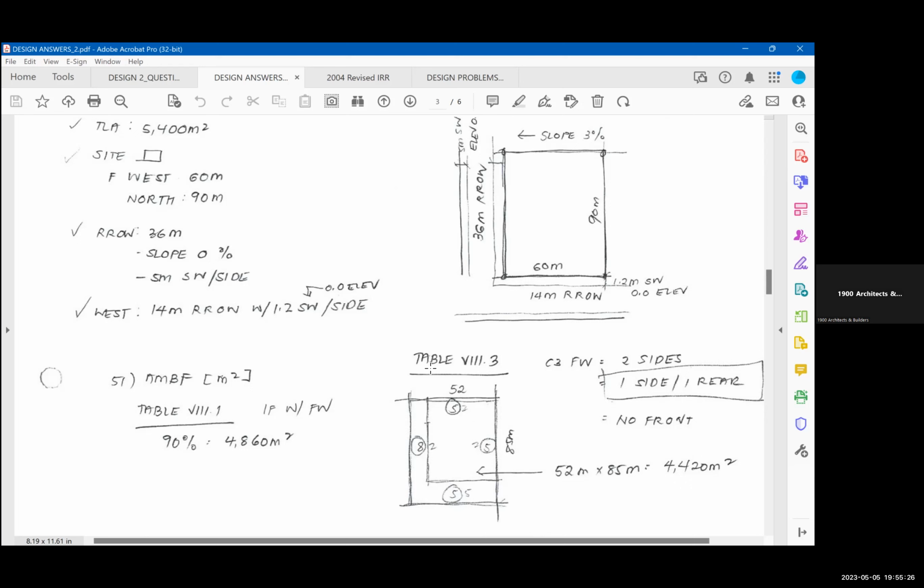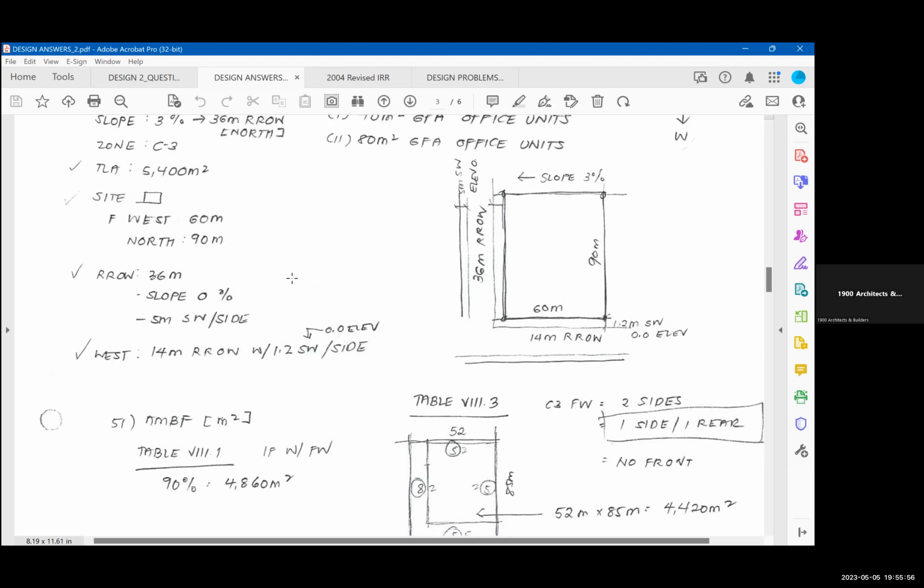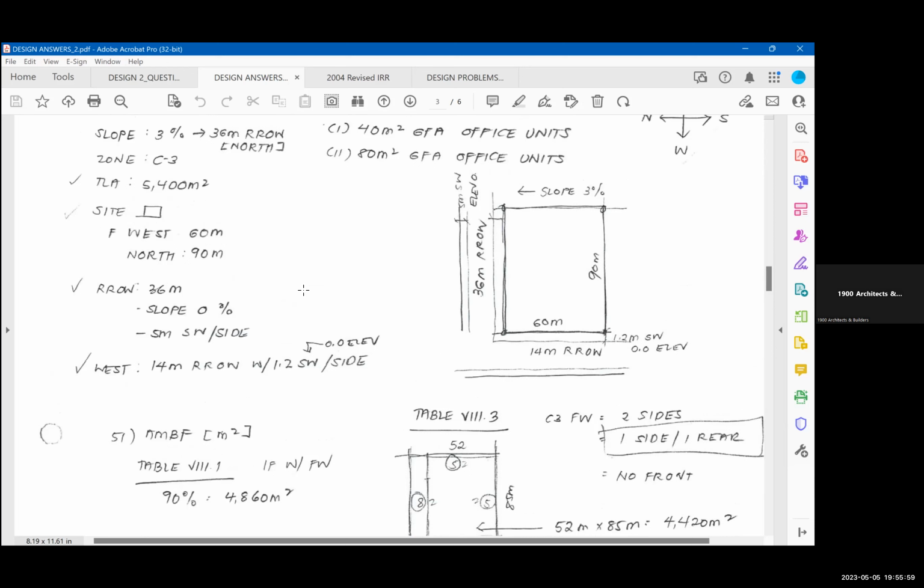Because may two ways ang pagkuha ng AMBF. First is with the setbacks. And then, second is, if you refer to table 8.1, may table tayo doon, di ba? May sinasabi doon na with firewall or without firewall, may percentage. So if you refer, check nyo sa inyong table 8.1. So sa C3, nakalagay dito, ang allowable PSO is 80%, or 90% pag with firewall.